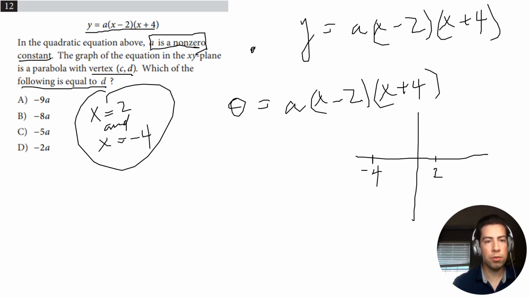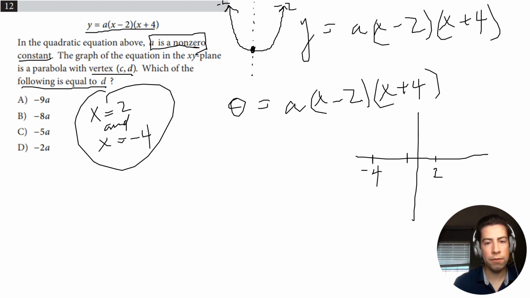Now here's the thing. If you recall, a parabola is always going to be symmetric. So what that means is that the vertex point is the point that is between the 2 roots. Now, granted, I don't know if the vertex is up here or down here. I don't know that. But fundamentally, I know that the vertex has to be somewhere right here. So let's figure out what that midpoint is.